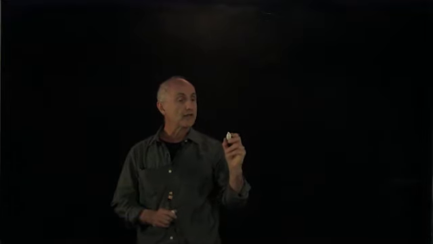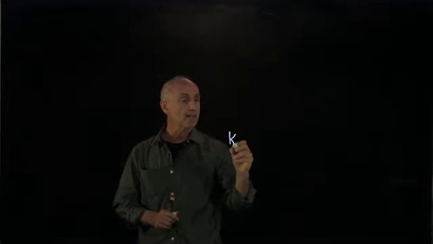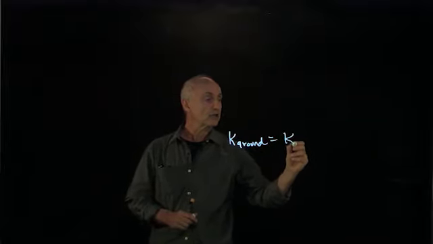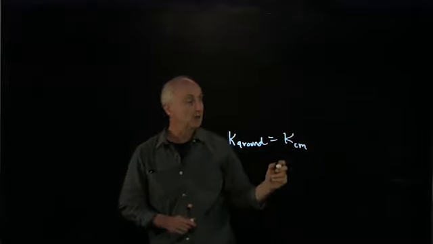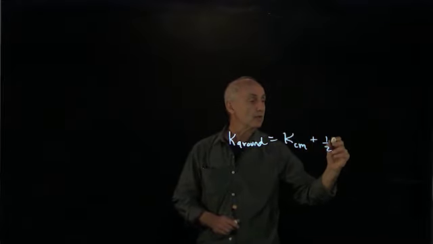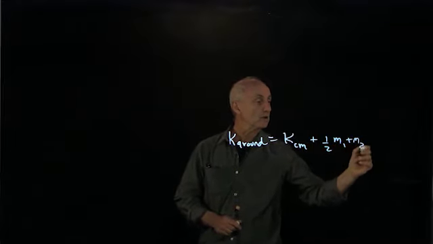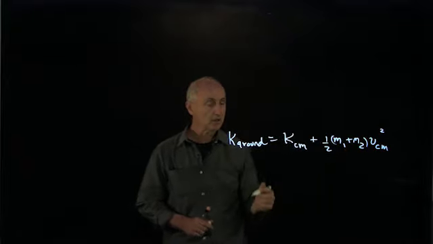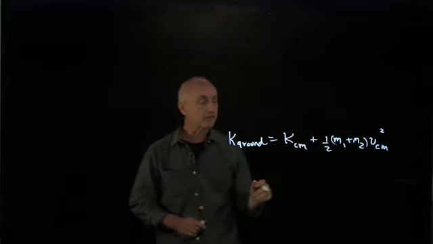Now, when we did these calculations, we saw that the kinetic energy in the ground frame was equal to the kinetic energy in the center of mass frame plus a constant term, (m1 plus m2) times V_CM squared. And this is a constant, whether you're in the initial or the final picture.